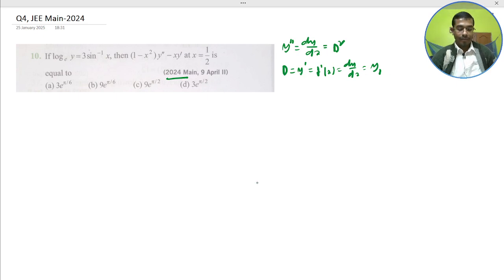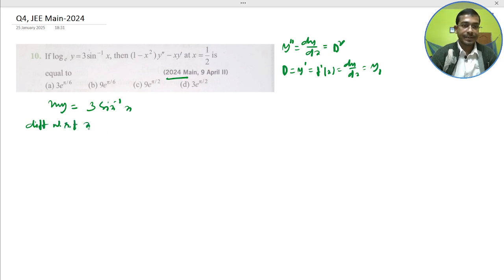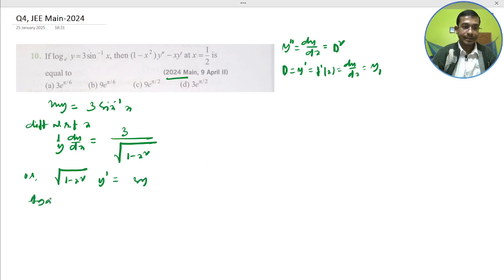This is the form. So ln y equal to 3 sin inverse x. So differentiate with respect to x, that is 1 by y dy by dx is equal to 3 by root over 1 minus x square, or root over 1 minus x square times y dash equal to 3y. Again, differentiate with respect to x both sides.